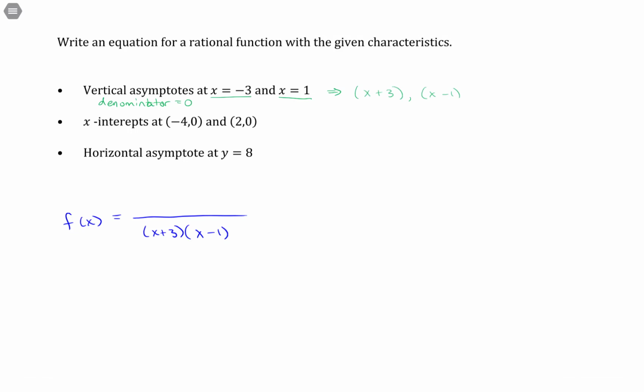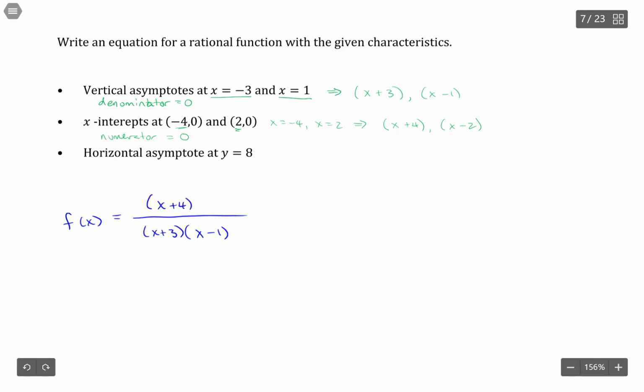Now, the x-intercepts located at (-4, 0) and (2, 0). We know that x-intercepts occur whenever the numerator of a rational function is equal to 0. So if the numerator needs to be equal to 0, I'm going to take these x values here, x equals -4 and x equals 2, and do the same thing as I did for my vertical asymptotes, just change them into factors. So adding 4 to both sides, x plus 4 is that factor, and if I subtract 2 here, I get x minus 2. So there are my factors of the numerator.